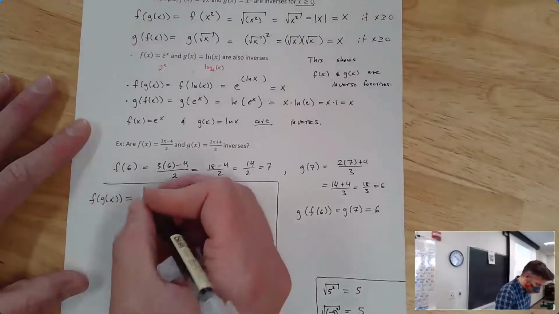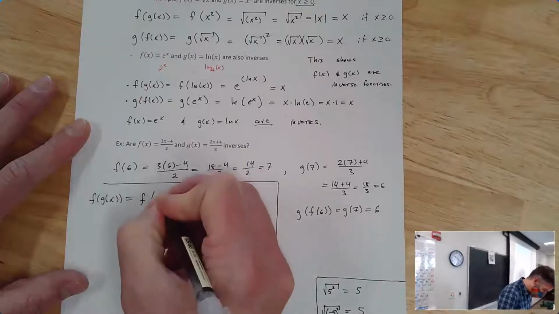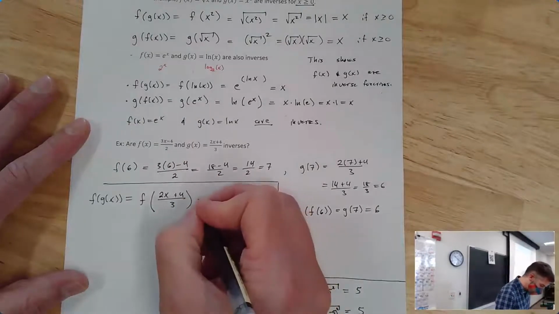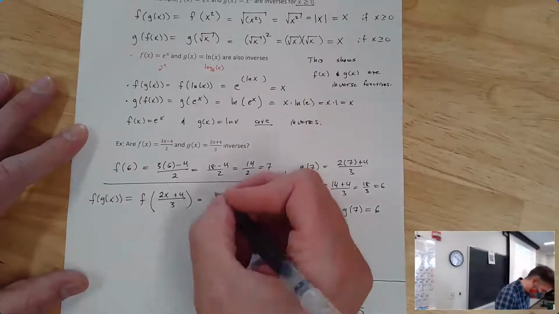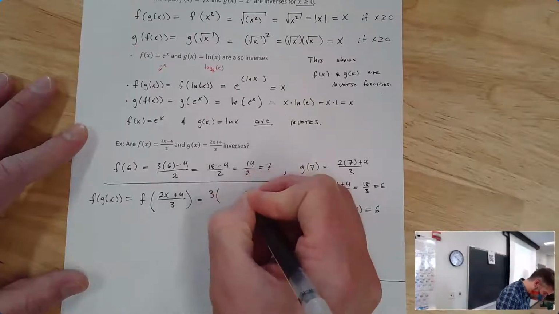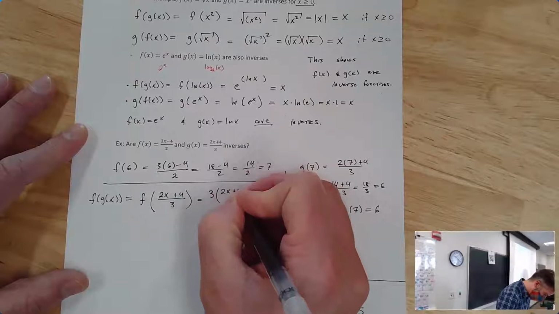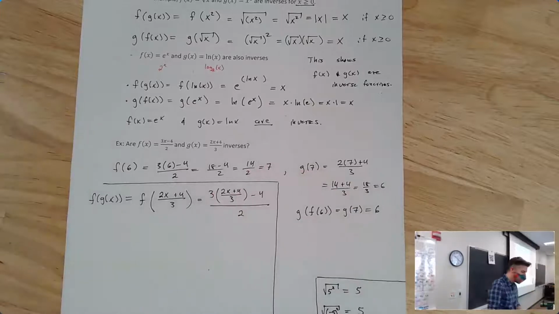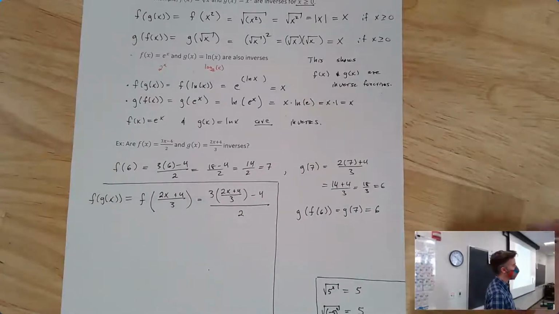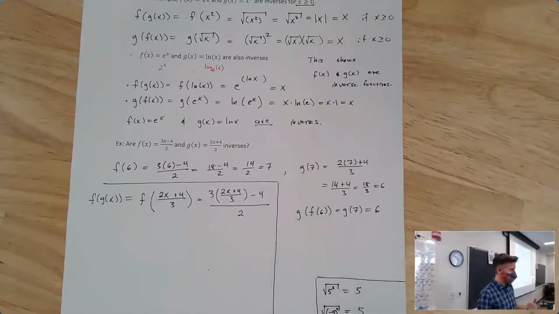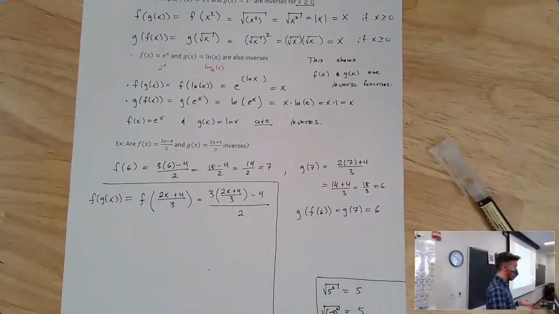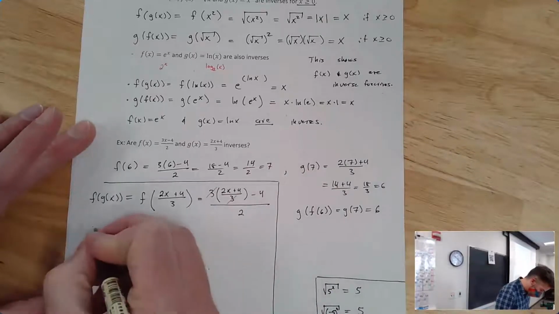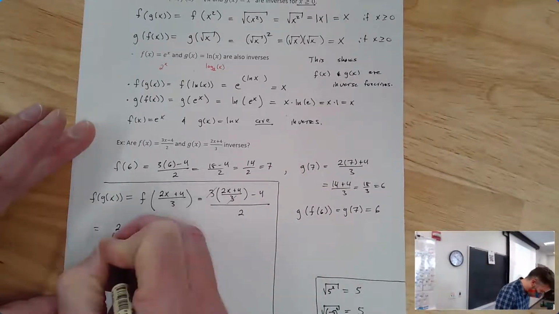So f of g of x, this one looks kind of like a pain. It's f of 2x plus 4 over 3. And then that's going to be, so f of parentheses is, okay, it's going to be a little messy here. It's 3 times parentheses minus 4 all over 2. Now, when you simplify this, you kind of need to show a couple steps, because if you say everything cancels at once, it's a little dicey. So what cancels first? The 3's. Then I'm going to rewrite the next step as 2x plus 4 minus 4 over 2.